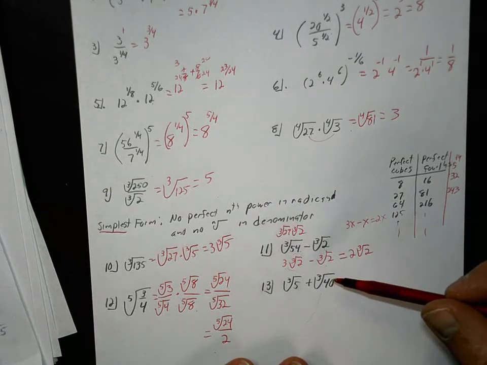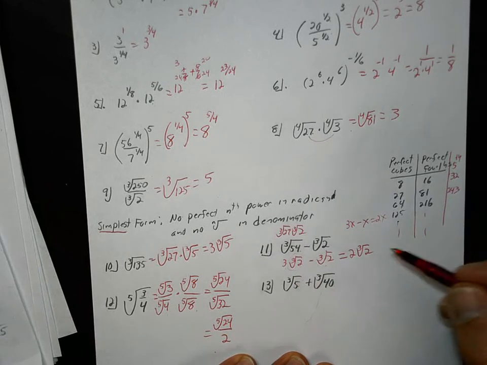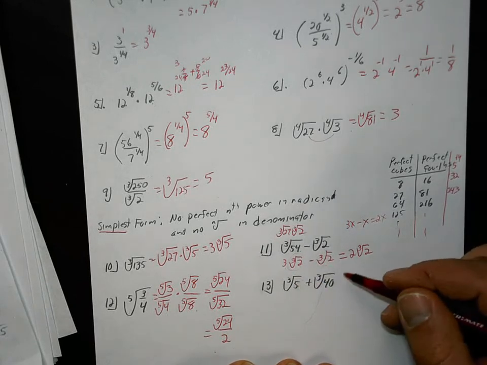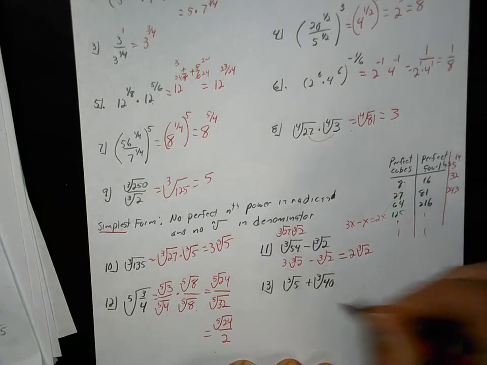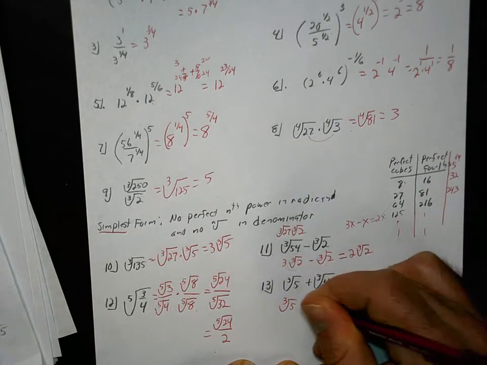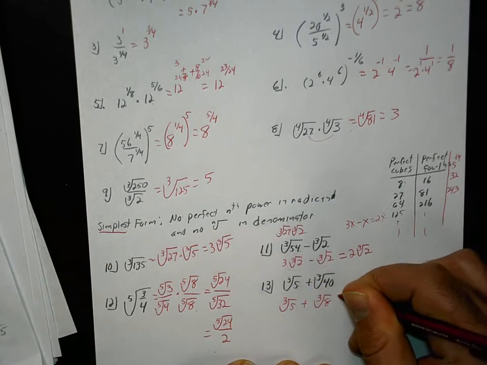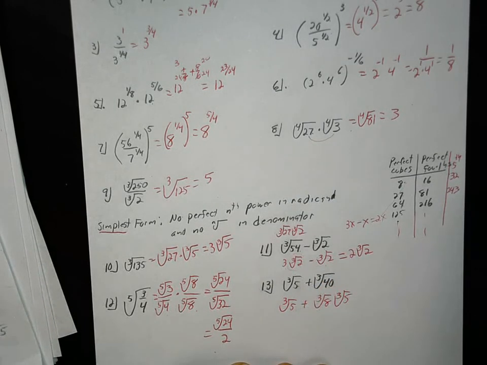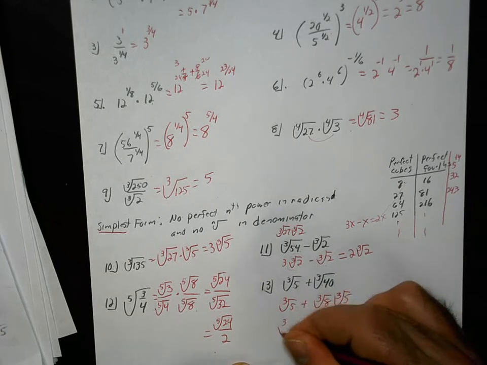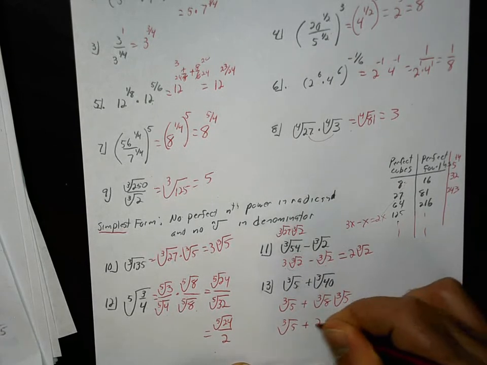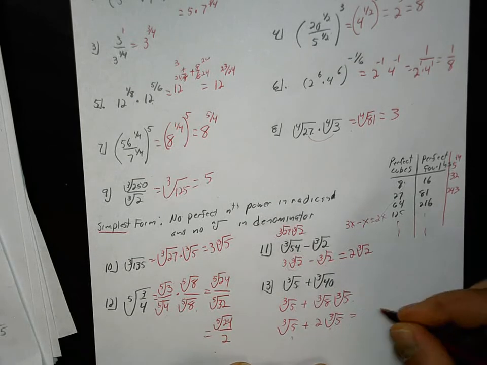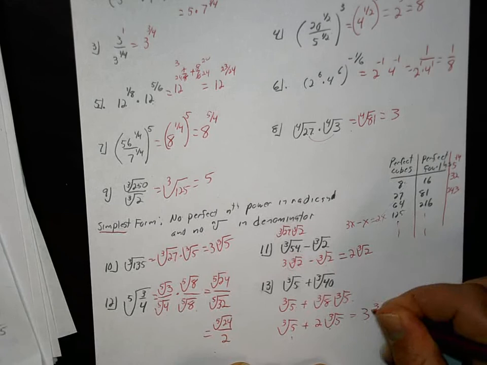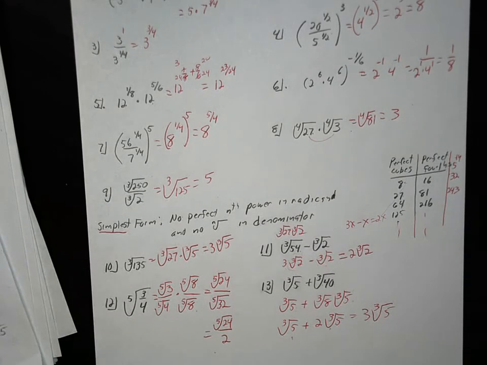Last problem here. We've got the cube root of 5 plus the cube root of 40. So the question is, what perfect cube goes into 40? I think it's 8. So you get the cube root of 5 plus the cube root of 8 times the cube root of 5, because 8 times 5 is 40. The cube root of 8 is 2. So we got 1 cube root of 5 plus 2 cube root of 5, which is equal to 3 cube root of 5. So that's what I would get there.